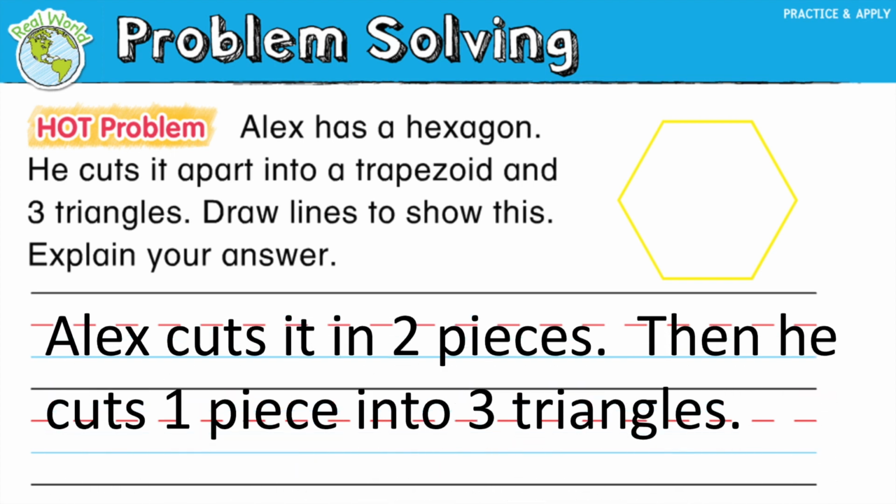Alex cuts it in 2 pieces. Then he cuts 1 piece into 3 triangles. That would look something like this. So first he cuts it in half. Then one of the halves he's going to cut into 3 triangles. Is this what you wrote? Excellent job.